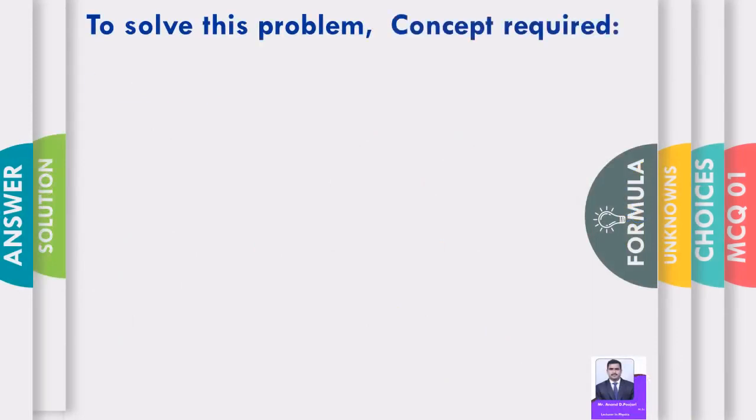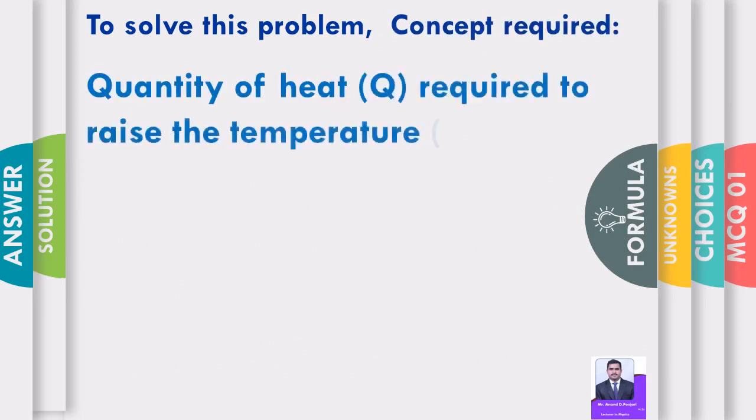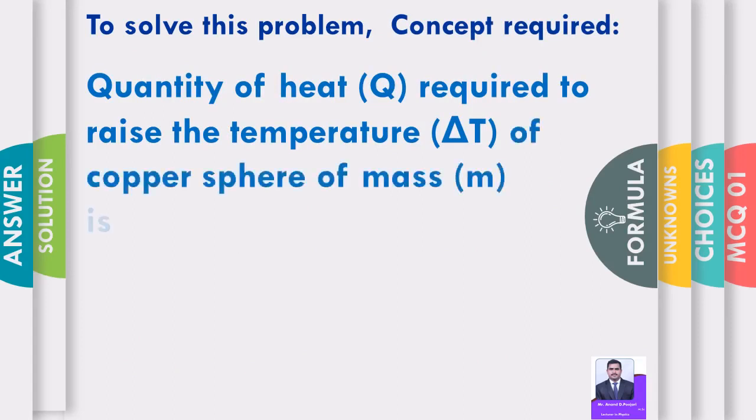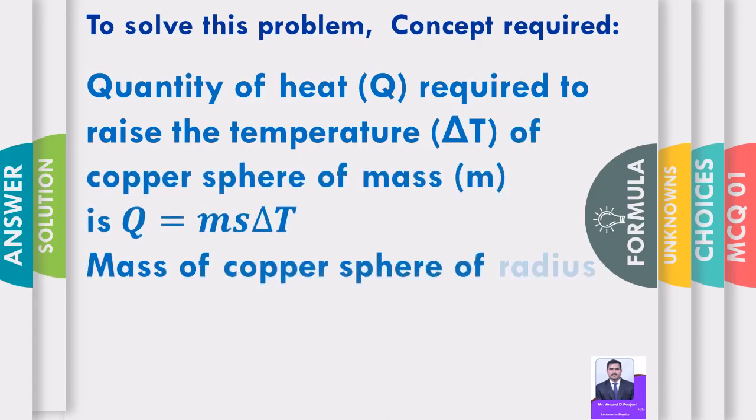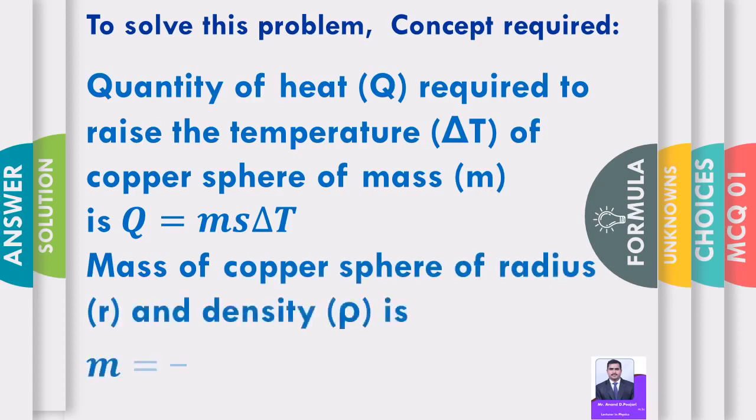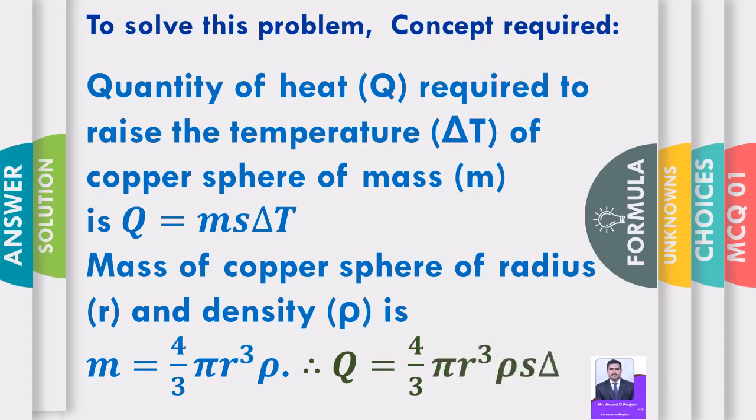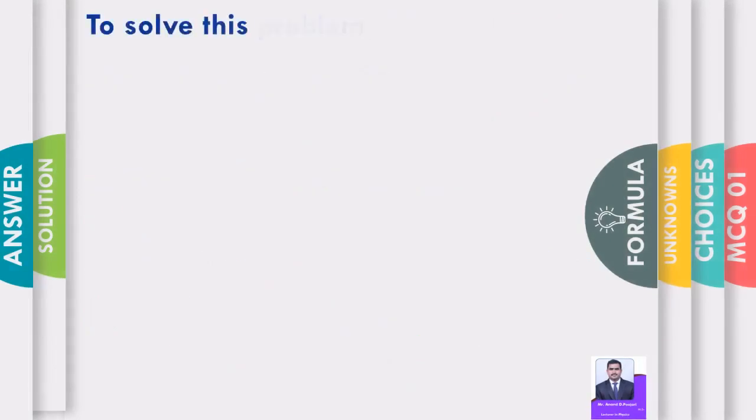To solve this problem, the concept required: the quantity of heat Q required to raise the temperature by delta T of a copper sphere of mass m and radius r. Q is equal to m s delta T. Mass of a copper sphere of radius r and density rho is m is equal to 4 by 3 pi r cube rho, where rho is density. Q is equal to 4 by 3 pi r cube rho s delta T.